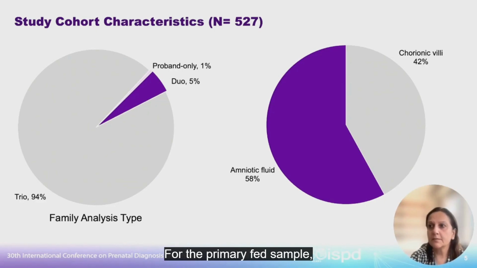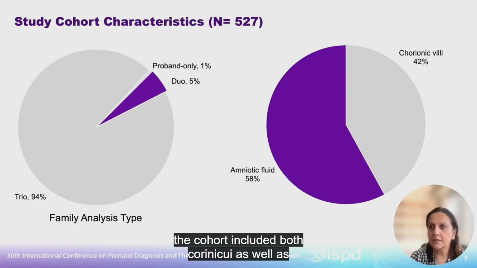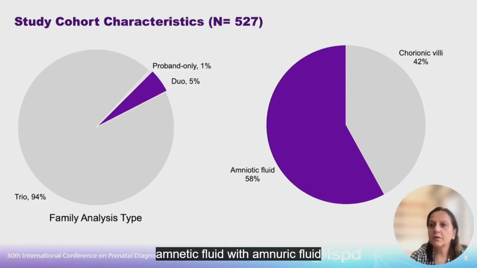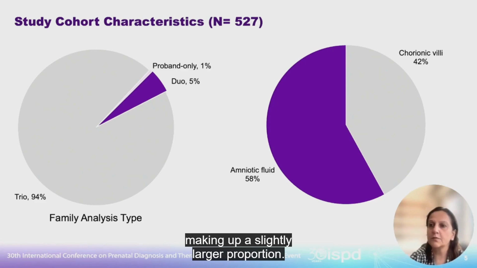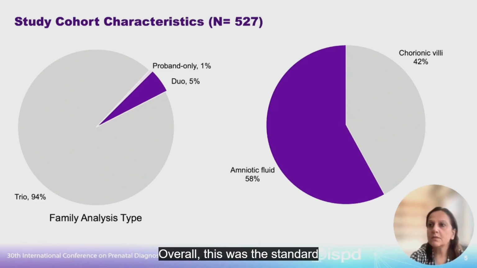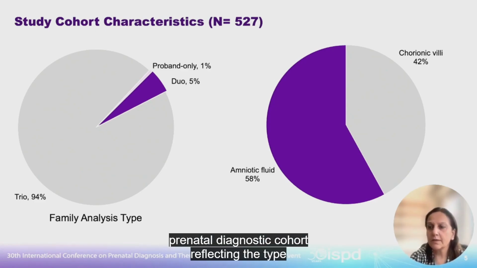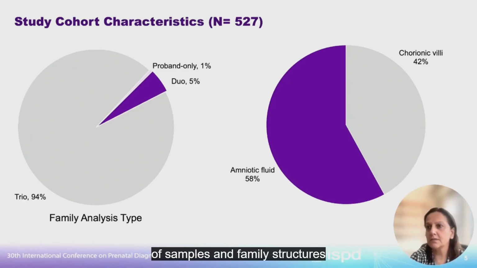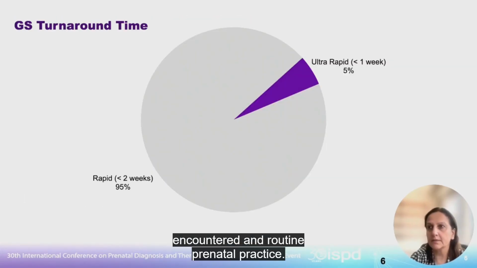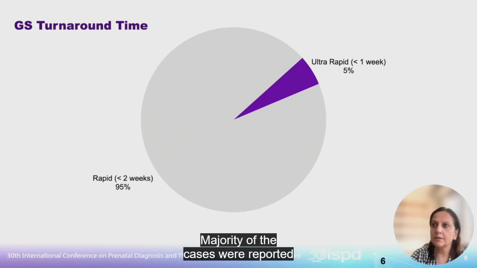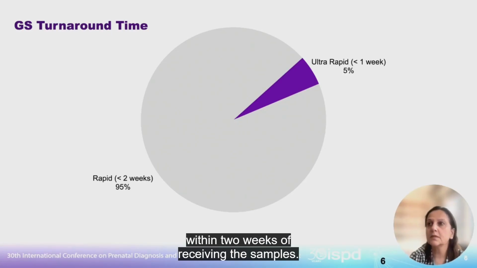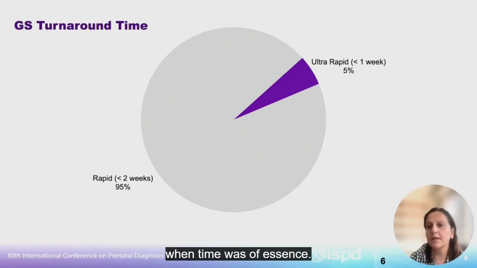For the primary fetal sample, the cohort included both chorionic villi as well as amniotic fluid, with amniotic fluid making up a slightly larger proportion. Overall, this was a standard prenatal diagnostic cohort reflecting the type of samples and family structures encountered in routine prenatal practice. Here the slide is showing the turnaround time. The majority of the cases were reported within 2 weeks of receiving the samples. We were able to perform ultra-rapid testing within less than 1 week turnaround time when time was of the essence.